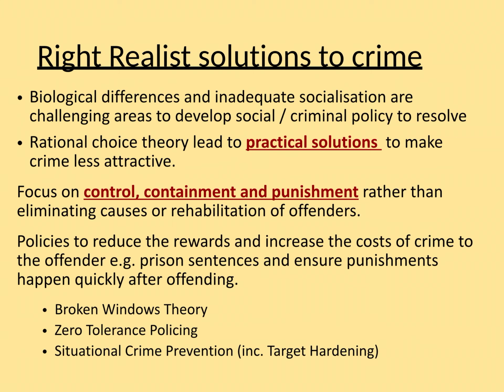So there are three strategies that we're going to be looking at in the next lecture. The first one is broken windows theory. The second one is something known as zero tolerance policing, and quite often broken windows and zero tolerance are used together. And the final one is something known as situational crime prevention, and that includes a strategy known as target hardening, which are right realist solutions to crime.